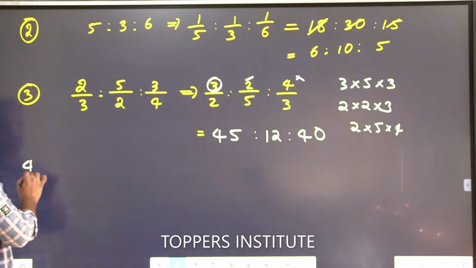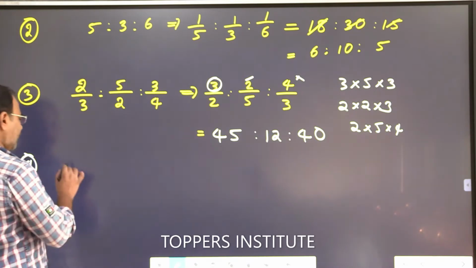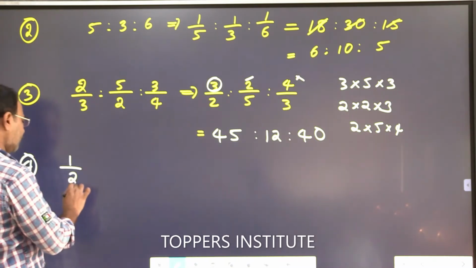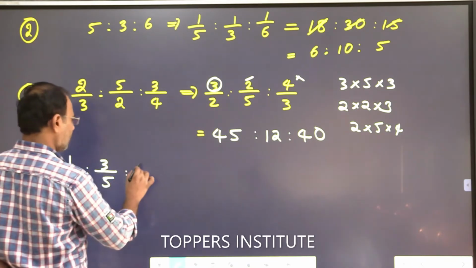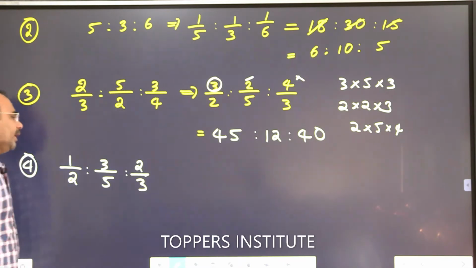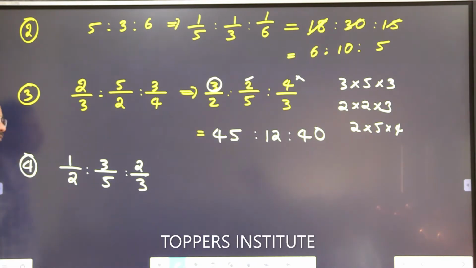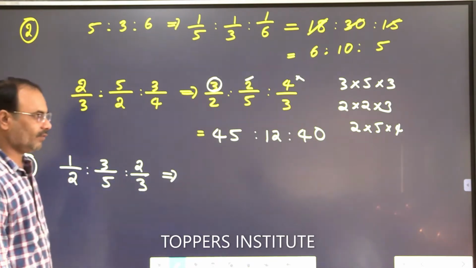So this is the process. Next question is next one. Find the inverse ratio of 1 by 2 is to 3 by 5 is to 2 by 3. So first we need to write the inverses of the given terms.